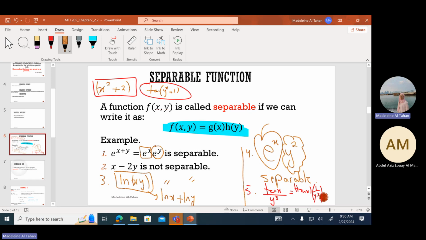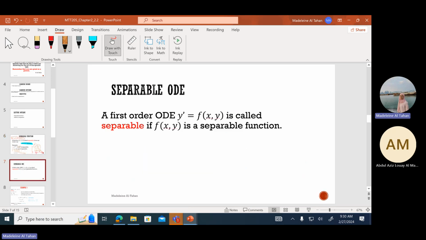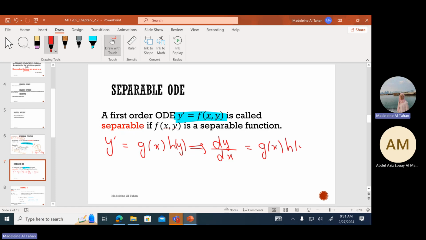So now the next step, we need to talk about first order differential equations. Any first order differential equation, we are able to write this way: y prime equals something. To be separable, the function should be separable. How can it help us? Now y prime is equal to g of x times h of y. If it's separable, I'm separating it as a box in x and a box in y. Y prime, how can we write it? dy by dx. So copy the right hand side.